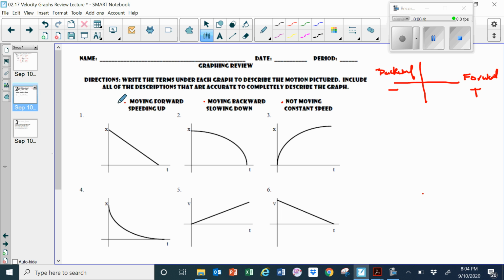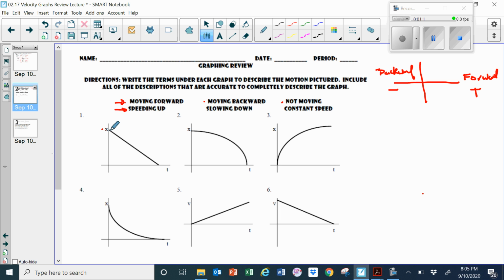So these are groups. This is group 1: moving forward, moving backward, not moving. Group 2: speeding up, slowing down, or constant speed, okay? So we're going to look at each of these. So the first one, number 1, this is a position versus time graph. You can see that there's an X here, position versus time, okay? So we're going to try to capture the words that go with this.